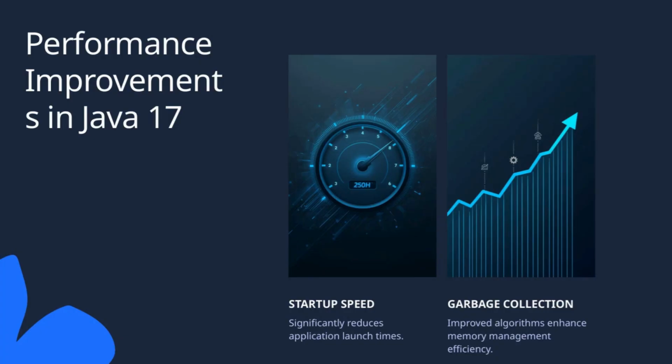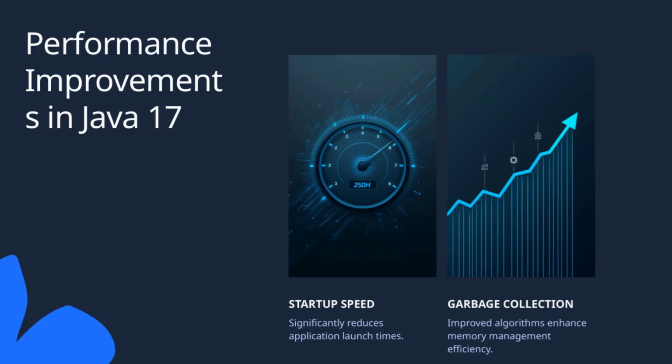Now, let's look at how improved algorithms are making a real difference in memory management. These enhancements allow garbage collection to work more efficiently, which means the system can reclaim memory faster and more effectively. This leads to smoother performance overall. One of the most noticeable benefits is a significant reduction in application launch times. When garbage collection is optimized, applications start up quicker because less time is spent managing memory during the initial load.